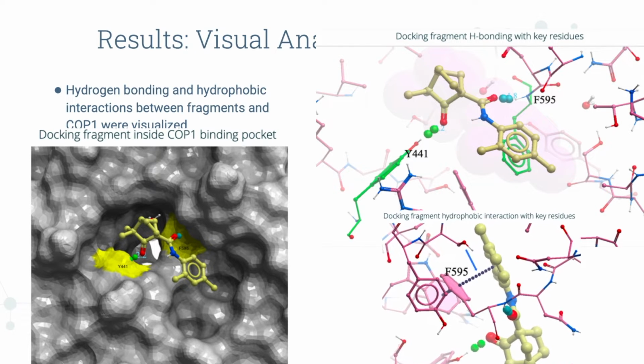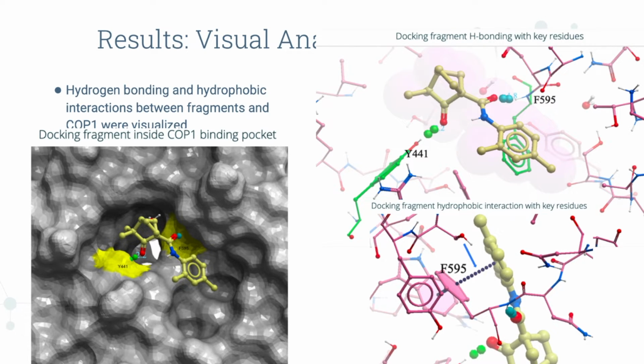Hydrophobic interactions were classified based on the distance between the fragment and the COP1 residue atoms, with anything less than 3.5 angstroms being termed a hydrophobic interaction. In this image, we can see a fragment creating a hydrophobic interaction with residue F595 of COP1. The fragment is in a pi-pi interaction with the residue, and the distance between the atoms is roughly 3.5 angstroms.